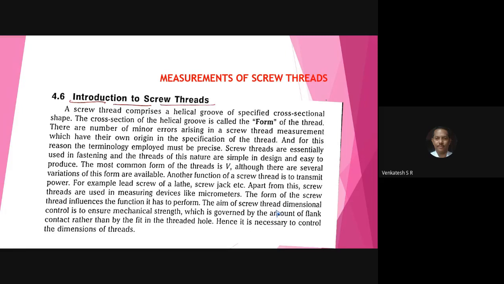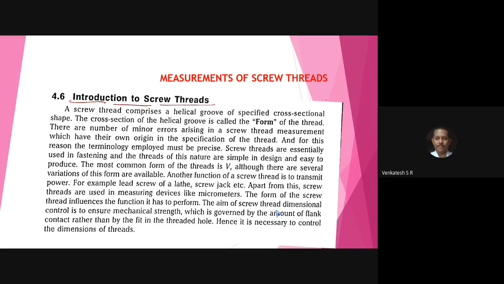For that, a good example is bolt and nut. Tell me, where do you have external thread and where do you have internal thread? In the bolt, we have external thread. In the nut, we have internal thread. And next question, how many types of threads are available?